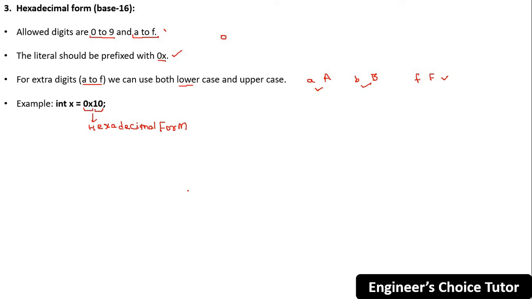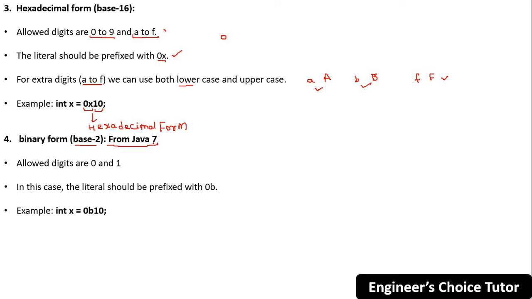And the fourth representation is in what form? Binary form. Binary means base 2. It got introduced from Java 7. So allowed digits are only 0 and 1. In this case, the literal should be prefixed with 0b, either 0b or 0 capital B. Both are the same. It should be prefixed with 0b.